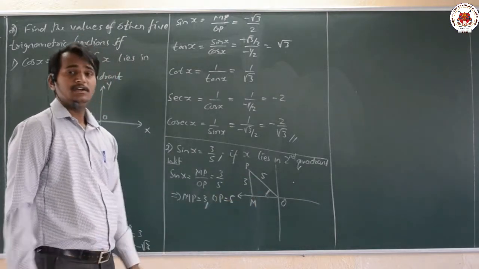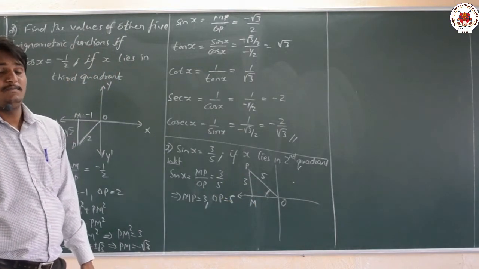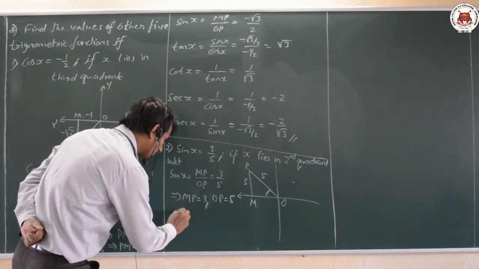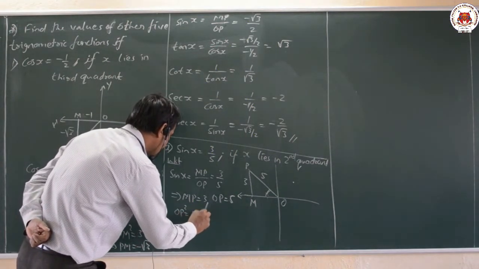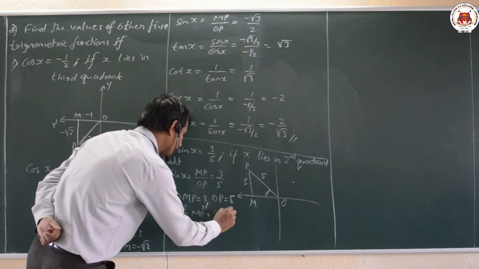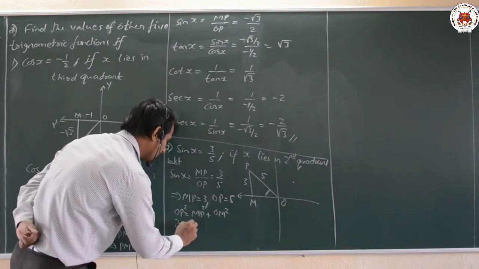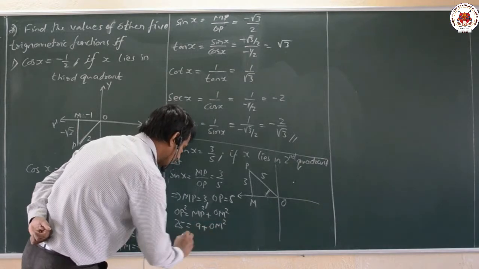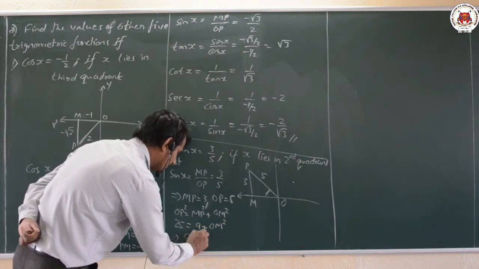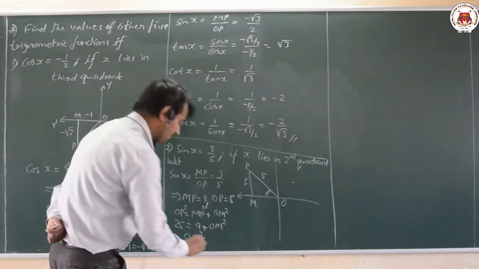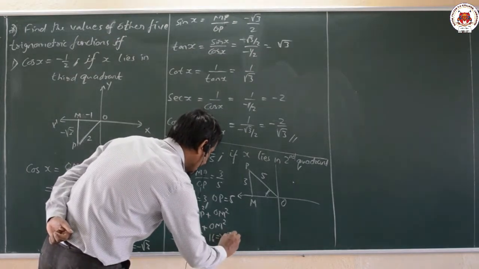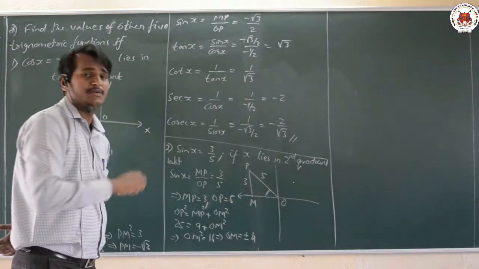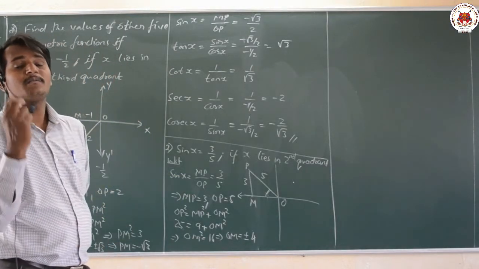Now you are required to find the OM value, by making use of the Pythagoras theorem. OP square is equal to MP square plus OM square. OP square is 25, equal to MP square, that is 9, plus OM square. So OM square is equal to 25 minus 9, that is 16. OM is equal to plus or minus 4. Now plus or minus 4 means either it is plus 4 or minus 4.